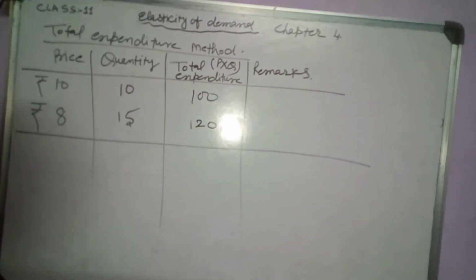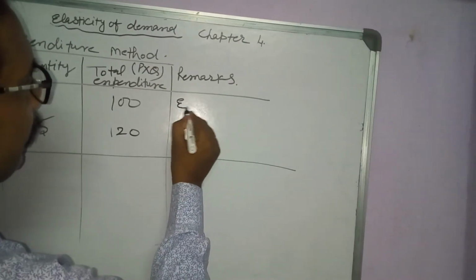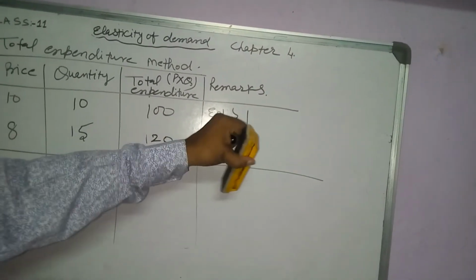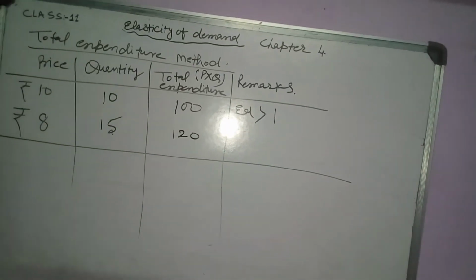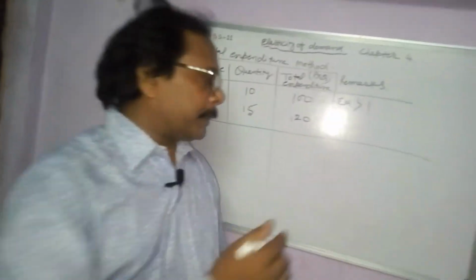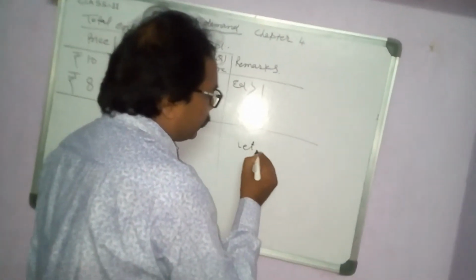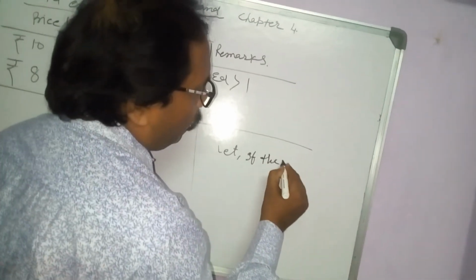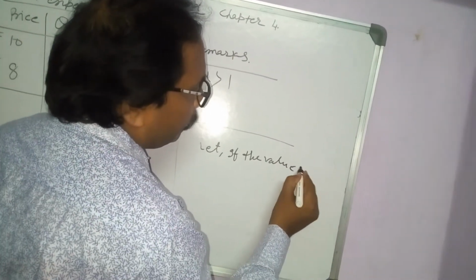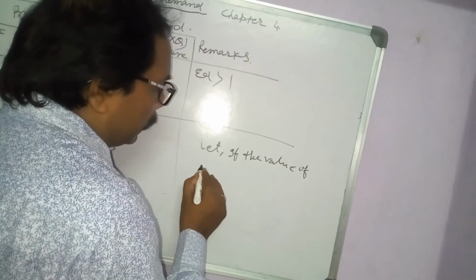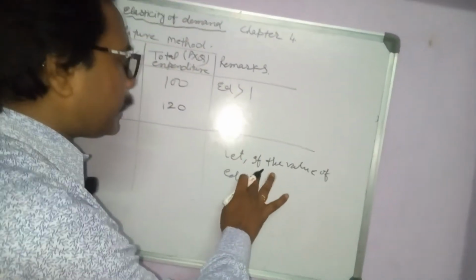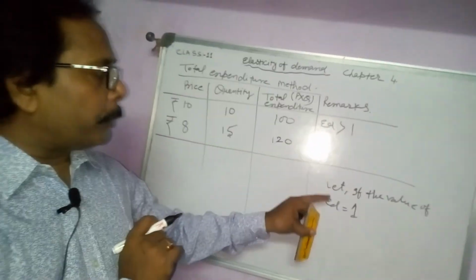So in this situation, we can say ED is greater than 1, meaning the elasticity of demand is greater than 1. Some of the students face a problem here. Suppose the value of ED is equal to 1. What do you mean by that?